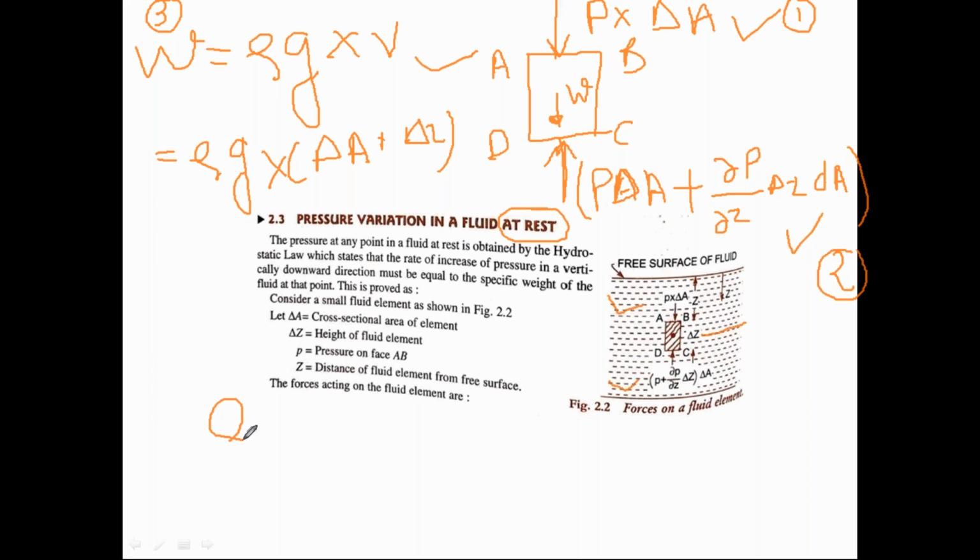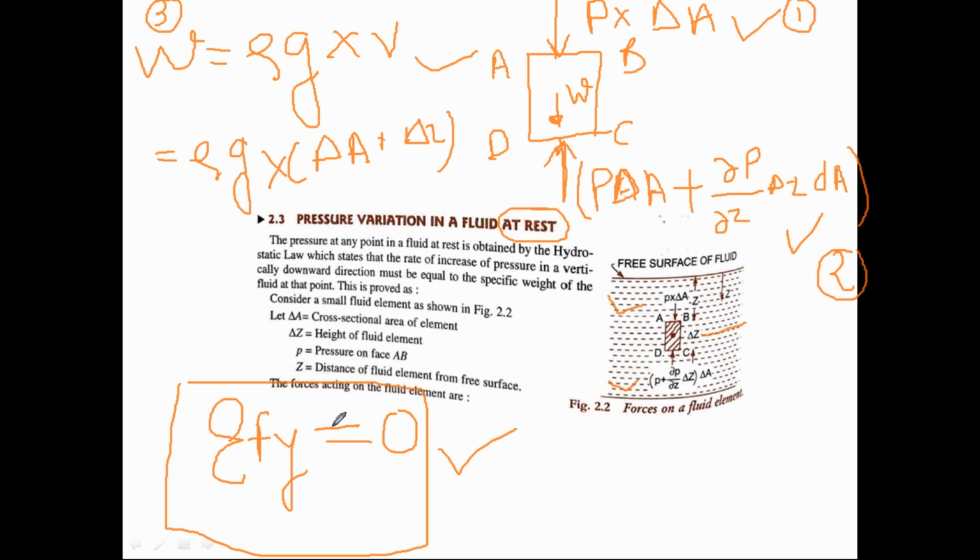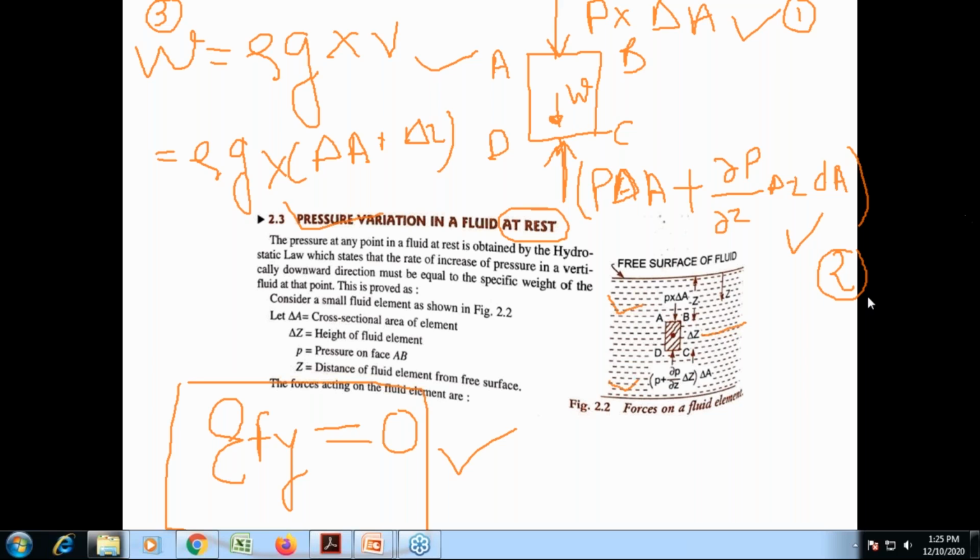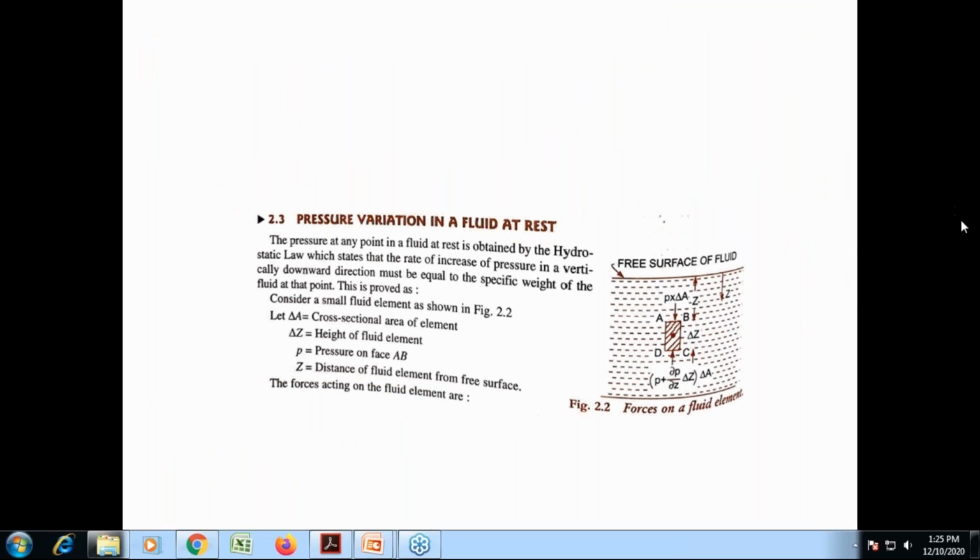So I am going to apply the equilibrium condition, summation Fy, correct? Basics of fluid mechanics: summation Fy is equal to 0. If summation Fy is equal to 0, it gives me the pressure variation in a fluid at rest. Let's see what that is.